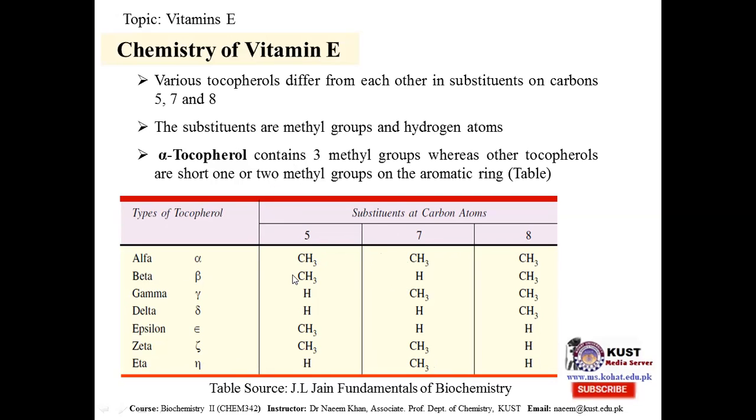Alpha forms are having methyl groups at all the 3 positions, and that's why it's highly active. But other tocopherols may be missing 1 or 2 at position 5, 7, and 8. This can be noted here from this table. And this table is from the GLGN biochemistry book.